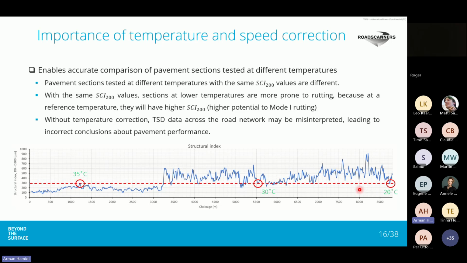So without correction, we will treat them similarly, but after correction, we will know that this pavement section is more prone to mode 1 routing. In other words, without temperature correction, we may misinterpret the TSD data, and it will lead to incorrect conclusion about pavement performance.